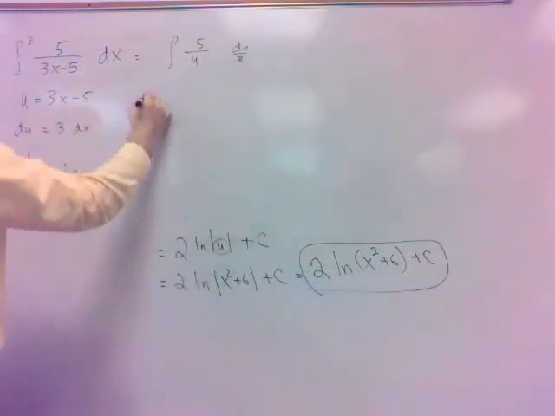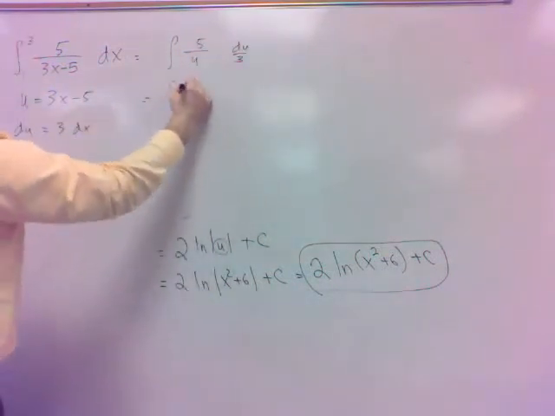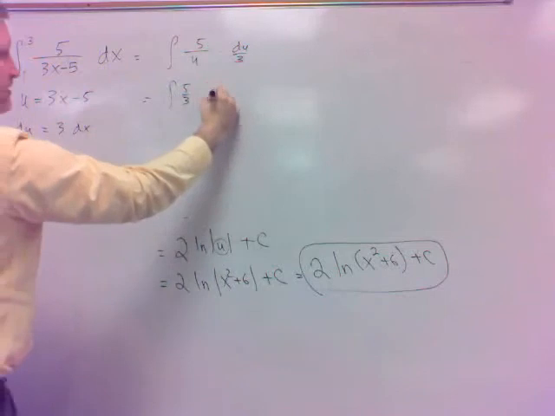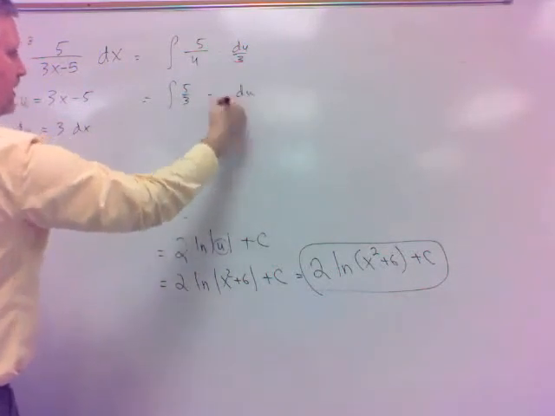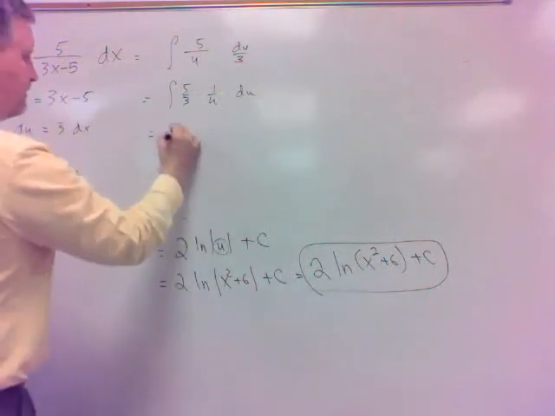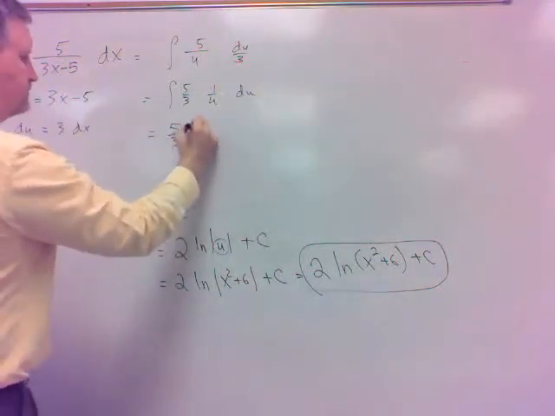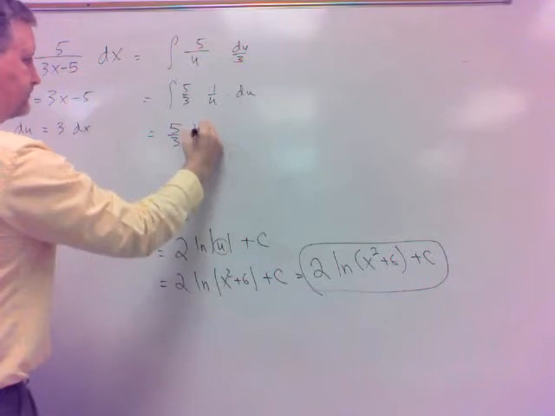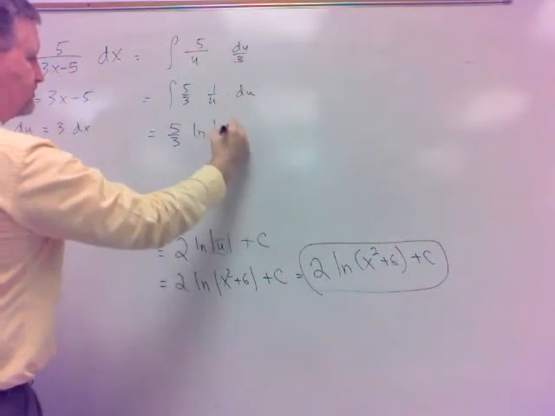Yeah. So again, the 5/3 is just kind of a constant, isn't it? Then you got your 1 over u du. Hey, yeah, that's, again, just a natural log, isn't it? So it's 5/3 the natural log of the absolute value of u.